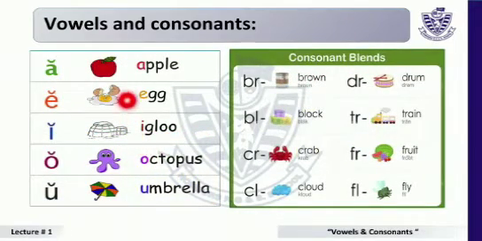Students, you can see that there are some words starting with vowels like apple, egg, igloo, octopus, umbrella. These words are starting with vowels. And there are some words starting with consonants like brown, block, crab, cloud, drum, train, fruit, fly. These words are starting with consonants.